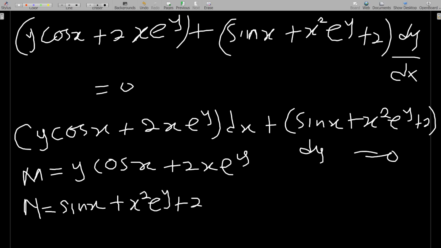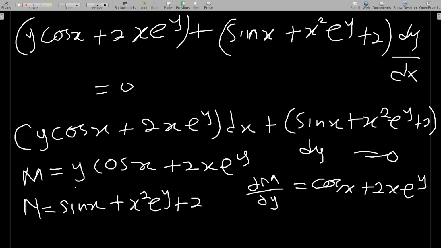So first of all, we said you should differentiate M with respect to y, and del M del y is equal to, differentiate the whole of this with respect to y, keep every x constant, and you have cos x plus 2x e to the y. The reason is very simple, because when you differentiate e to the y, you get e to the y again. That one too, I have a video on, how to differentiate every exponential function and trigonometric function. You can check that one out too.